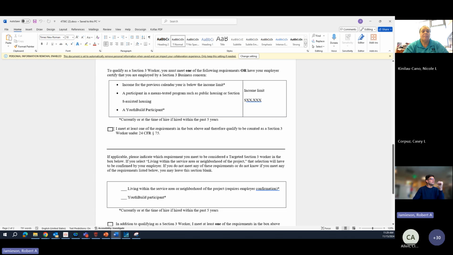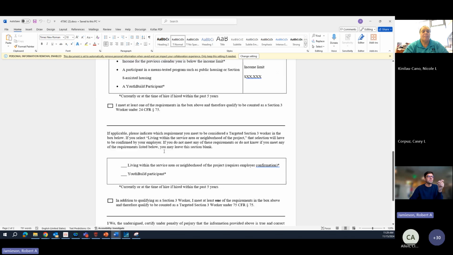Why do we not ask which requirement they're meeting? Pretty much because, depending on the state you're in, you aren't allowed to ask what the worker's current income is, because it could then be considered hiring discrimination. So it would just be one of these things.